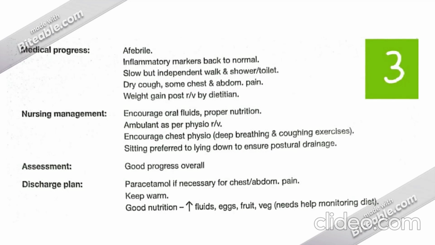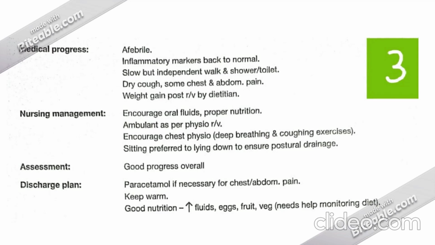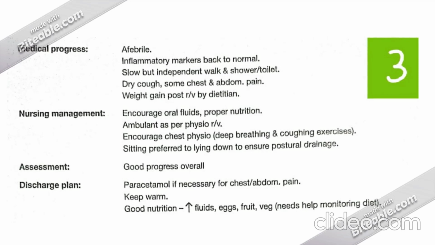Now you can categorize according to the priority. So here the important thing is the medication. So you have to write the medication sentence first, that is paracetamol in case of chest and abdominal pain. Second one, we can write about encouraging the chest physio, and the next one is postural drainage, sitting preferred for postural drainage. And the next point, encourage oral fluid and proper nutrition. Along with that you can write good nutrition and increased fluid. Additionally, egg, fruit, vegetables, these all have to be added in the diet plan.